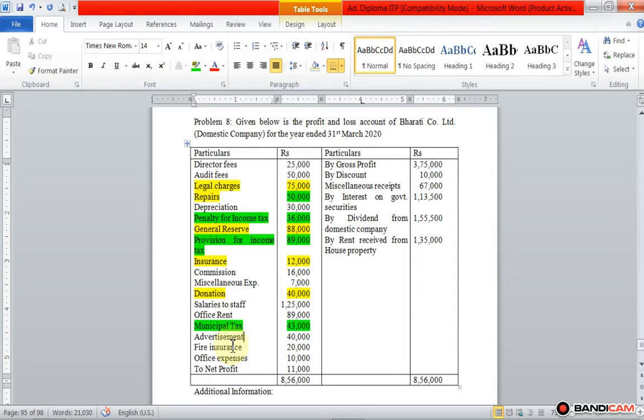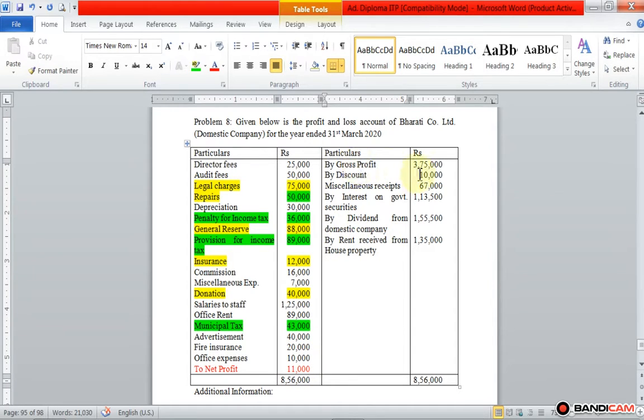Fire insurance is an allowable expenditure, because fire insurance is taken for a business purpose, so it is an allowable expense of the business. Then office expenses, allowable expenditure, amounted to rupees 10,000. Then net profit, 11,000. So here net profit is very important to find out the taxable income of the company.